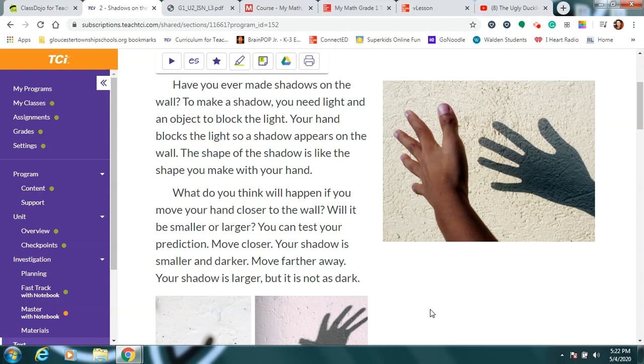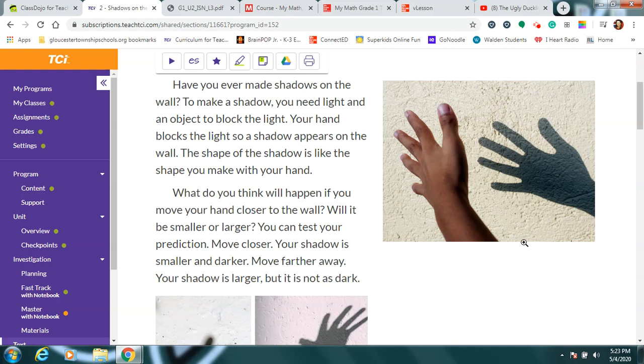To make a shadow, remember, you need light and some object to block the light. Today, we're going to use your hand as the object to block the light, and your hand will make the shadow appear on the wall. As we learned yesterday, the shadow has to be the same shape as the object that blocked the light. But there's nothing that says we can't change the shape of our hand.